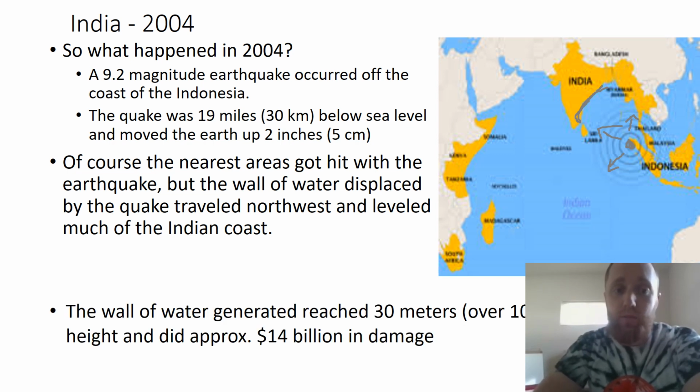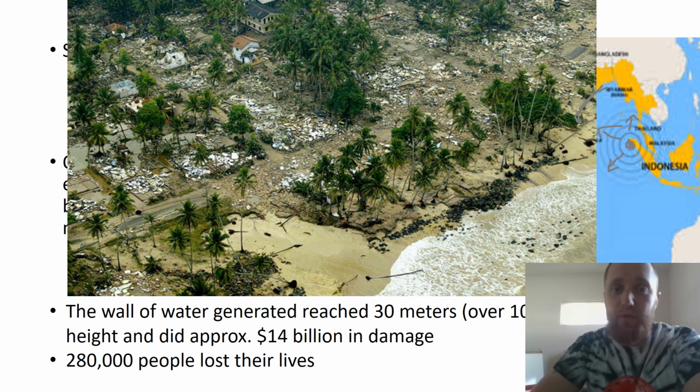But the point behind it was that that wall of water was massive by the time it reached land right here. It was over 30 meters tall, over 100 feet. Estimated damage was somewhere in the billions. Hundreds of thousands of people died. Things got wiped out. It was pretty bad.